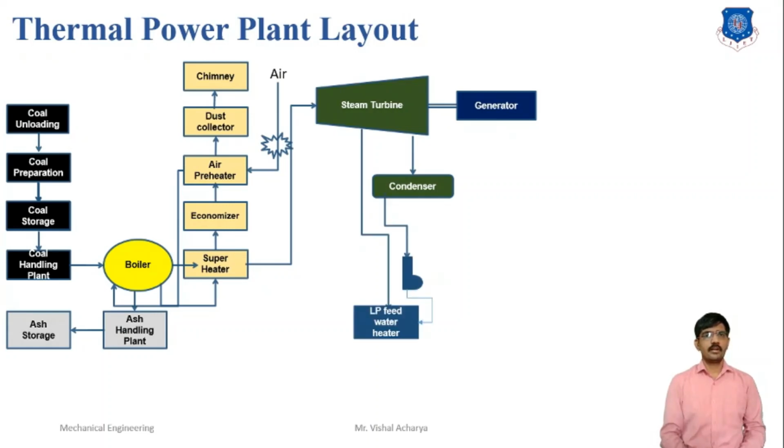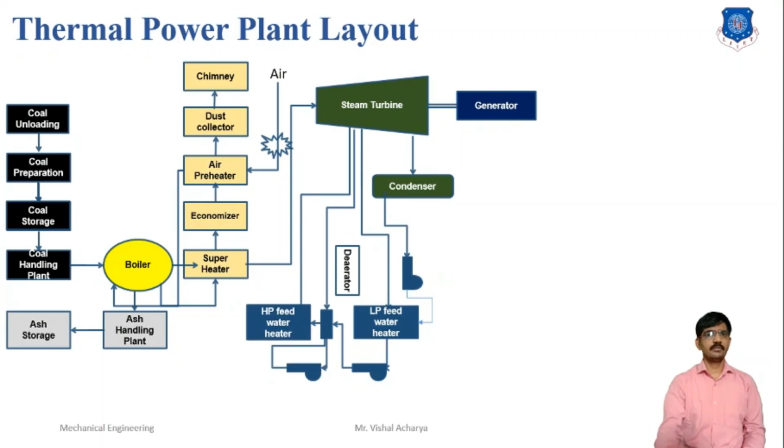First the condensed water passes through the low pressure feed water heater. In the low pressure feed water heater, water is heated with the help of steam from the steam turbine. Then the feed water is transferred to the deaerator. The deaerator is a device which removes dissolved gases and oxygen from the feed water with the help of extraction of steam from the steam turbine.